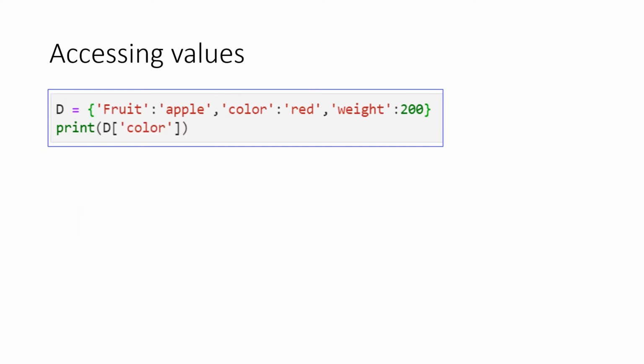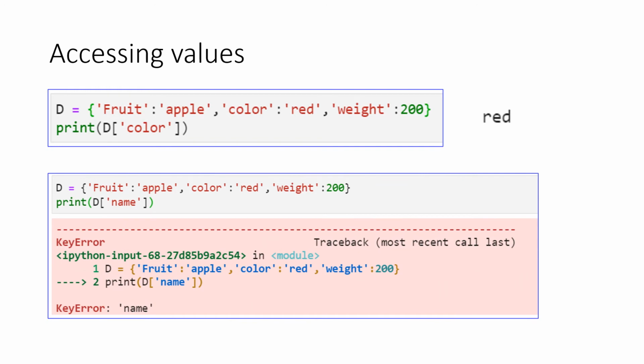You can access the value of a known key using square brackets. For example, here I have tried to access the value of the color key using square brackets and I get the answer as red. But if you try to access something that is not available in the dictionary, then you get an error. For example, here I have tried to access the key called name, but there is no key called name in this dictionary, so I get an error.